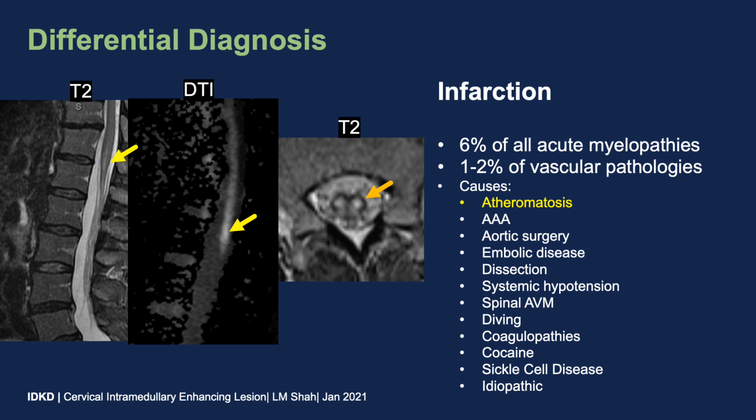Ischemic injury of the spinal cord accounts for approximately 6% of acute myelopathies. The causes are numerous, the most common being atheromatous disease. Here we see a sagittal T2 showing intramedullary hyperintensity within the conus. There is corresponding diffusion hyperintensity on the DTI sequence, and on the axial T2 sequence you can see predominantly gray matter T2 hyperintensity.